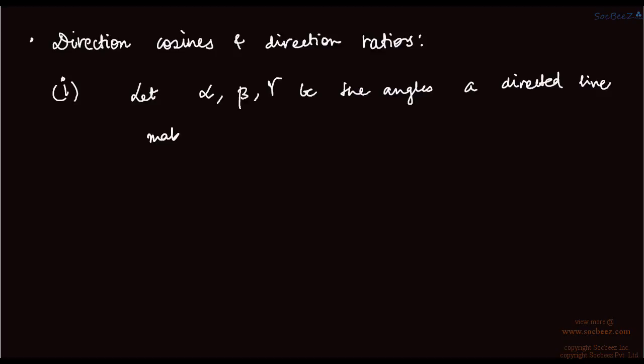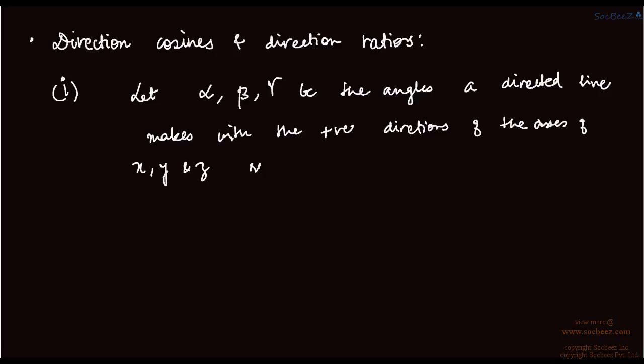makes with the positive directions of the axes of x, y and z respectively. That is, alpha is for x, beta is for y and gamma is for z. Fine. So this is the condition.